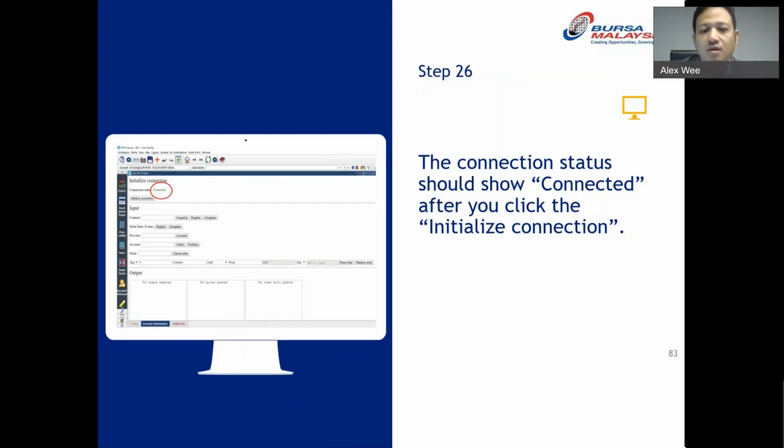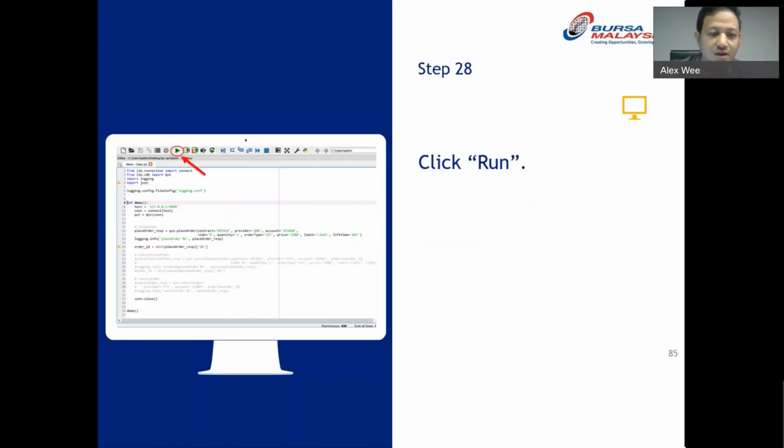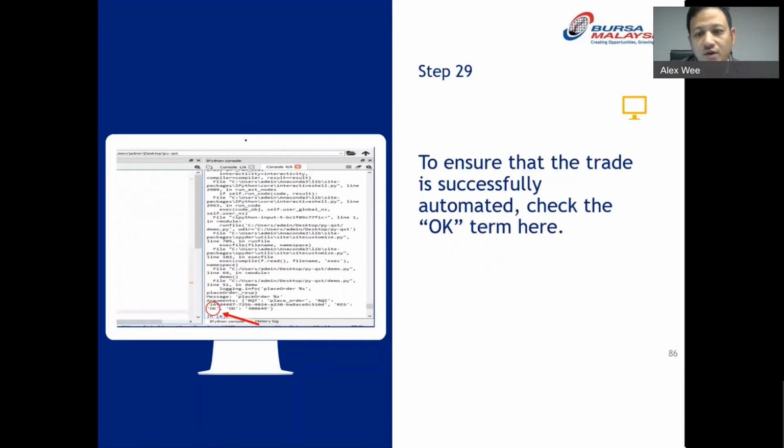Now you can automate. Ensure that you key in the right input for host, the input for contract, all these things. These are all the basic setup, and then the strategy will be fully automated according to your setup. Retain QOR as the input for provider, and then click run. Ensure that the trade is successfully automated.